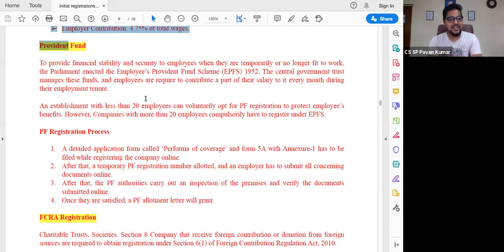The Parliament has enacted the Employees Provident Fund Scheme 1952. So when does this become mandatory? Like ESI has 10 employees, for PF it is 20 employees. An establishment with a minimum of 20 employees, it is mandatory to get it registered, and for less than 20 employees it becomes voluntary to get it registered.